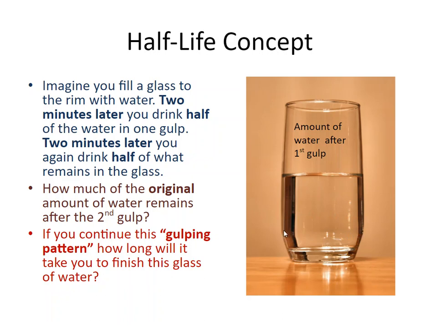So when you get down to here, when you've drunk half of it in 2 minutes, and then waited 2 minutes and drank half of that, and then waited 2 minutes and drank half of that, by the time you get to here, how much time has passed? That's 2 minutes, 2 more minutes, and then 2 more minutes. So it's taking you 6 minutes to drink that much water. How many half-lives had gone by? One half-life, two half-lives, and then three half-lives.